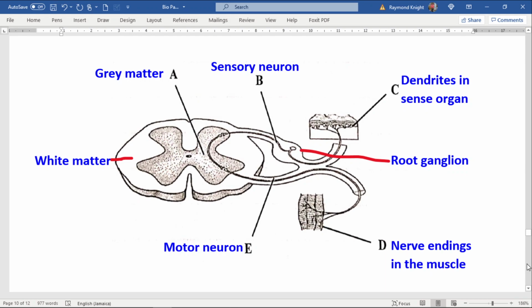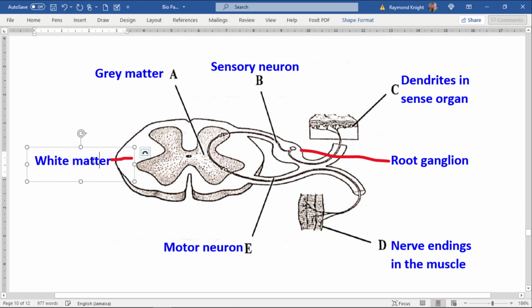But I want to point out why we label it as this, because I want you to know that what is attached to the sense organ is the end of the neuron, which is the dendrites, because dendrites receive impulses, okay? We have this location here called the root of ganglion, and the ganglion right here is where you find the cell body of the sensory neuron, right? Okay, so ganglion.